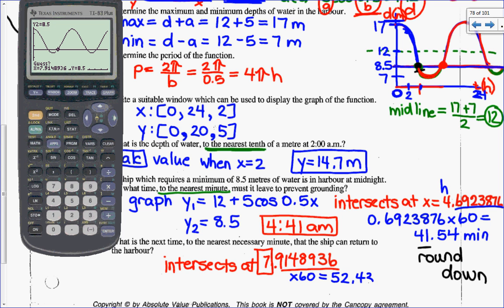52.43 minutes. Now I have to think, am I going to round that down like I normally would, or am I going to round it up? What makes sense in this situation? Well, at 7 hours and 52.43 minutes, we're right here. If I round it down, we're right here. That ship will be grounded there. So in this case, I need to round that up to 53. So at 7:53 a.m., it would be safe for that ship to return to harbor.